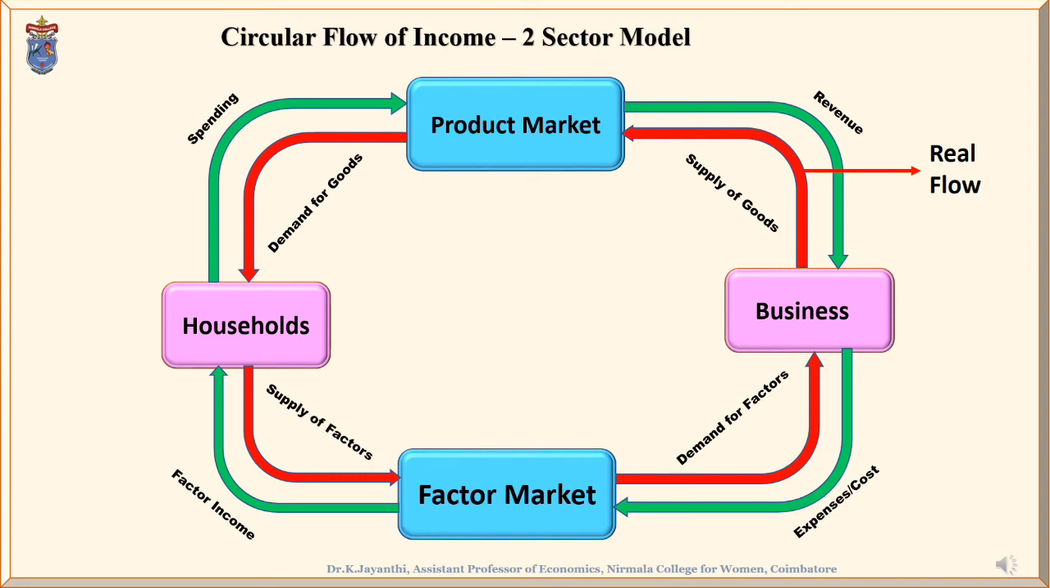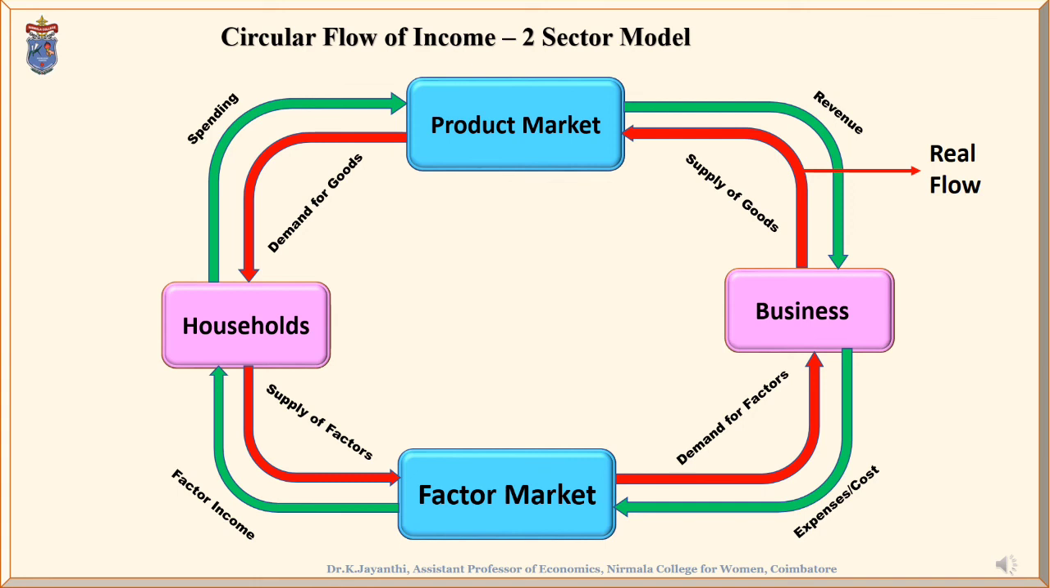In this way, money flows in a circular manner from the business sector to the household sector and from the household sector to the business sector in the economy. The real flow is shown in the form of a red arrow and the monetary flow is shown by a green arrow. Here, we have to make a note that in the circular flow of money, saving is one of the leakages and investment is an injection.